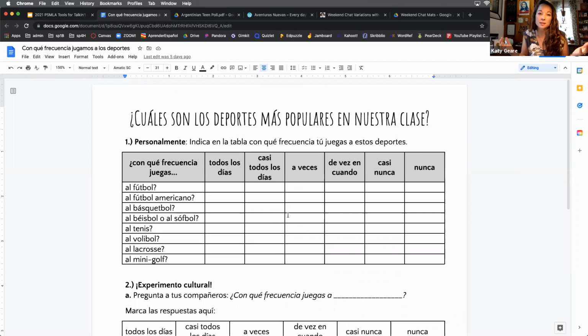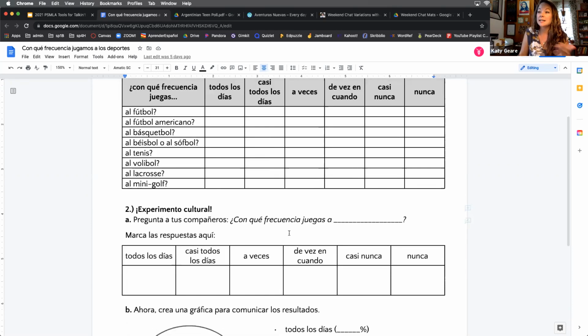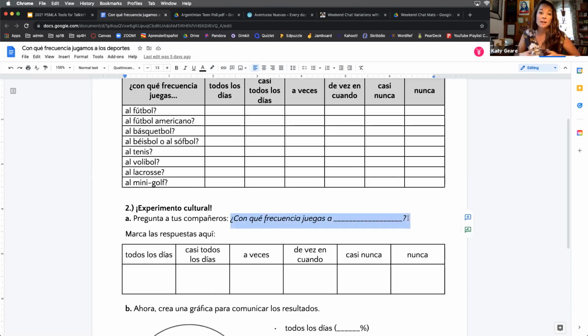But basically we introduced the vocabulary around frequency, like every day, sometimes, almost never, etc. And then I asked them to do a personal inventory. Like, how often do you play soccer? How often do you play tennis? I threw mini golf in there because it's fun and it's a cognate. So I have the kids do a self-assessment first. And then I give them the shell of the question. How often do you play X? And all they have to do is choose a sport that they're interested in.